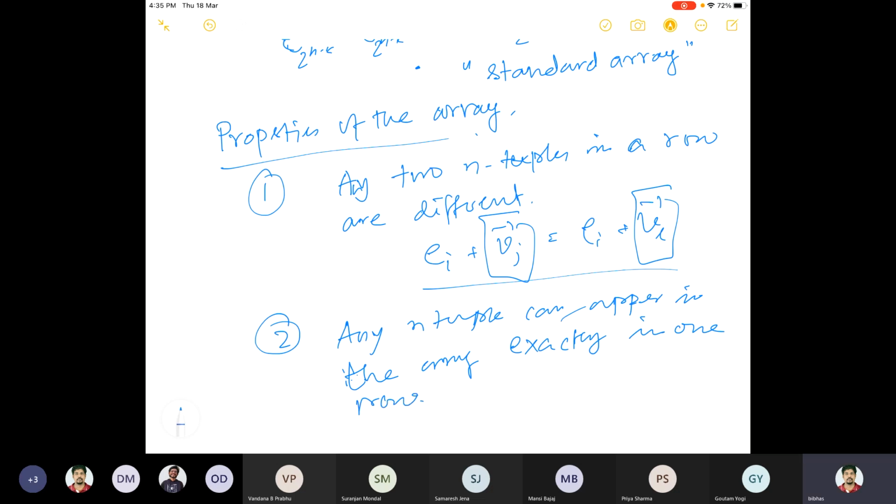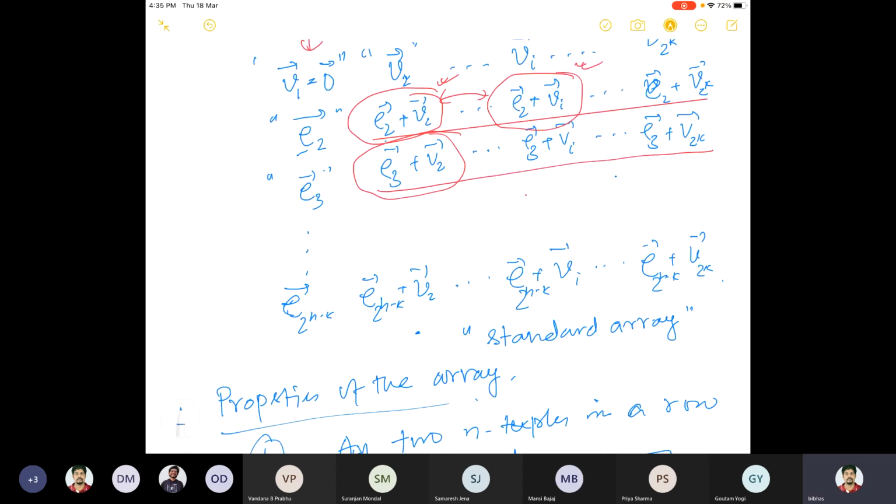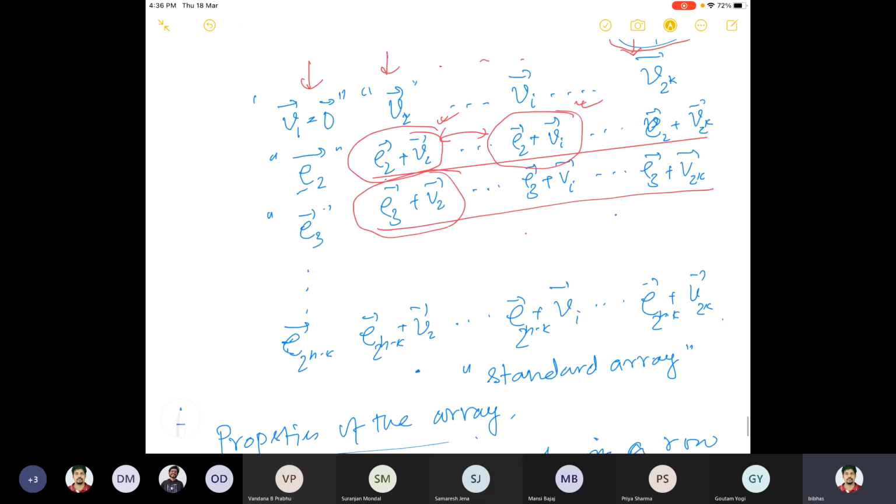Can anybody tell me how to prove this? This is also simple. Any vector of 0,1s of length n can appear only in one position. And because of the construction of this array, I said E1 is different from E2, is different from E3, and different from dot dot dot, everything else. Can anyone tell me?